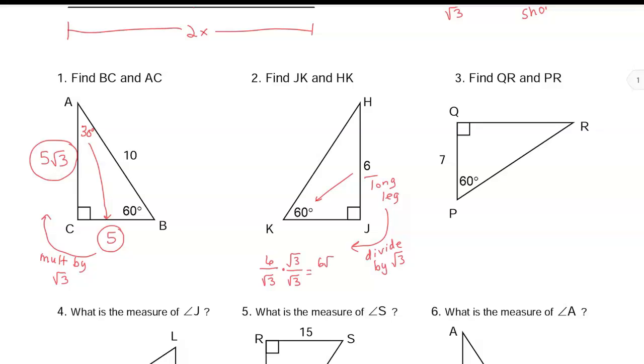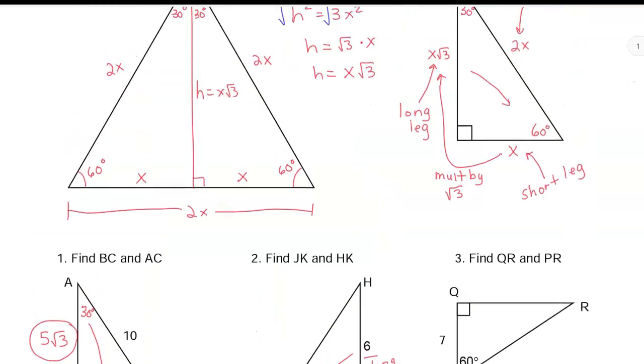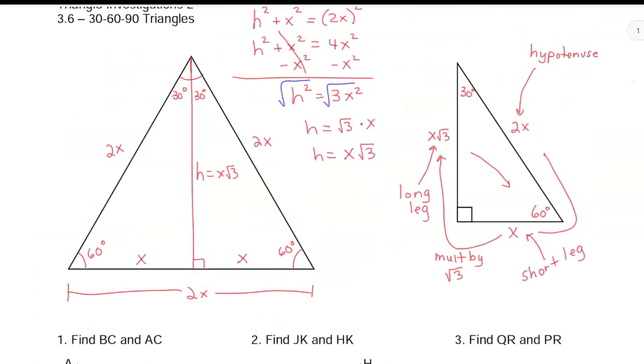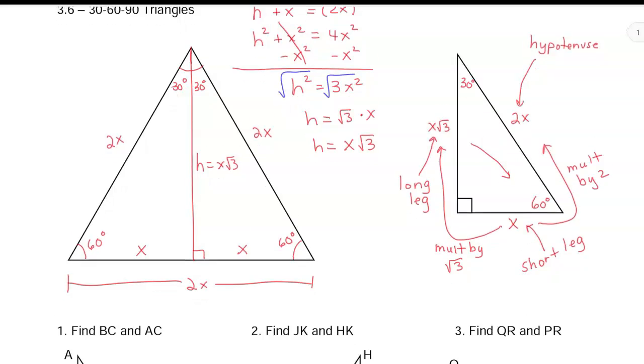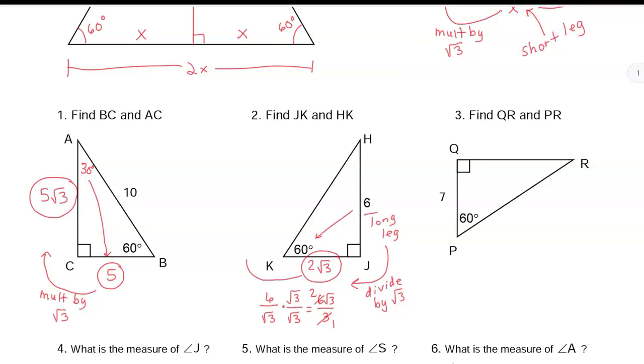You would get 6 root 3 over 3. 3 goes into 3 once, 3 goes into 6 twice. So this shorter leg is 2 root 3. Now all I have left to find is the hypotenuse. Look back at our diagram. When we have the short leg, to get the hypotenuse, we need to multiply by 2, or double it. We have 2 root 3 on the short leg. We need to multiply that by 2. 2 times 2 root 3 is 4 root 3. So the hypotenuse is 4 root 3.